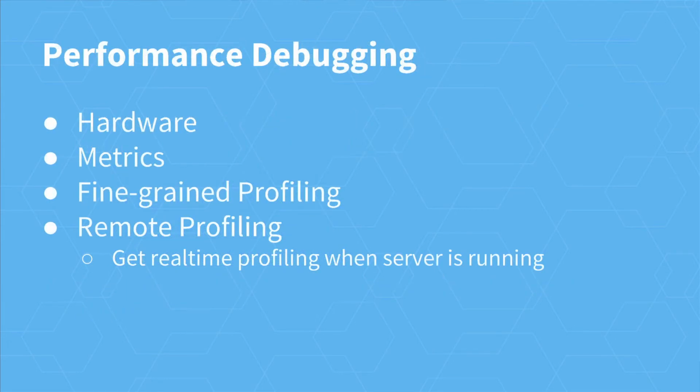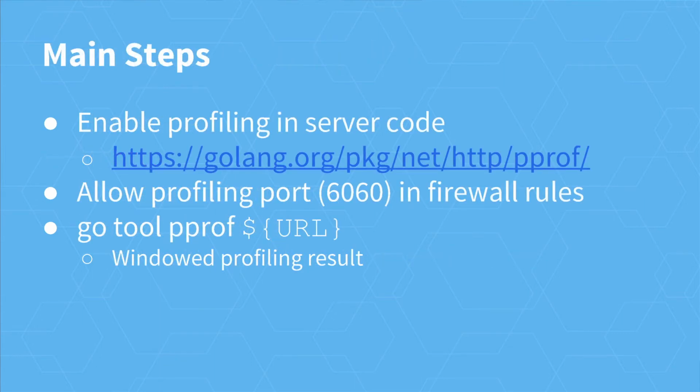Finally, besides the benchmark profiling we just saw, we can also do remote profiling. When you're running a server, it never goes down, it never stops, and at that point we can get real-time profiling while the server is running. The main steps are to enable profiling in the server code, which opens a port, from which you can get the profiles. We should allow the port in the firewall, and finally we can use the command line. I'm going to show another demo here.